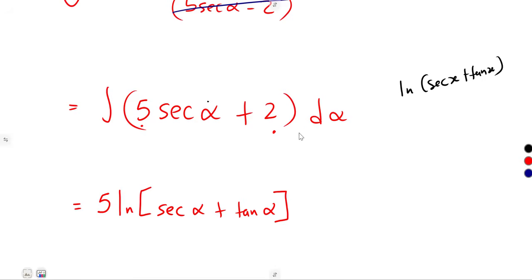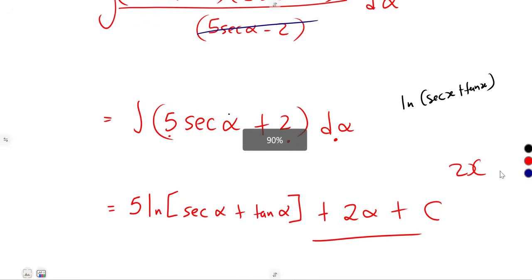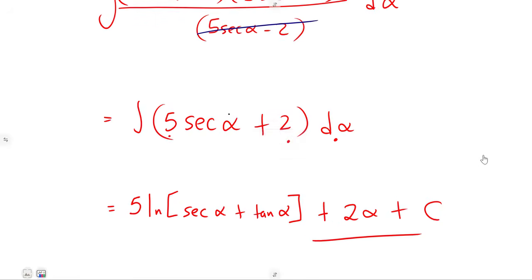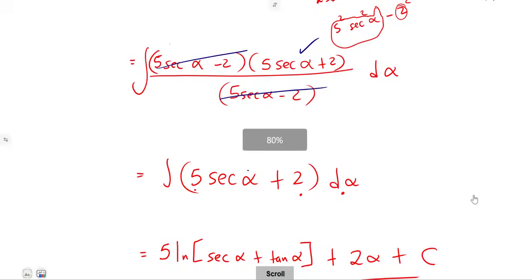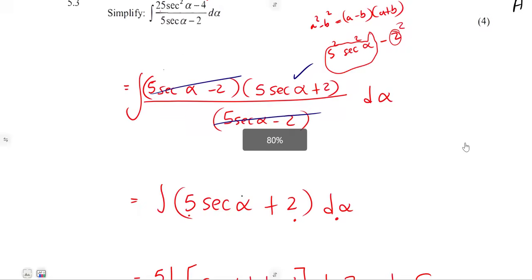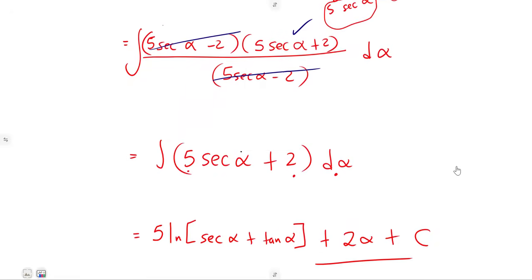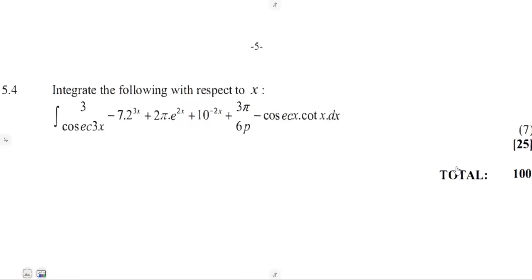Then if you integrate 2 with respect to alpha, it is just like integrating 2 with respect to x. It will be 2x, so this will be 2 alpha plus what? The constant of integration. So that was it, you're done. You integrated each part. There are no limits for this one. There were no limits that you're going to put or substitute there. So you are done. Then 5.4, integrate this, the whole part.